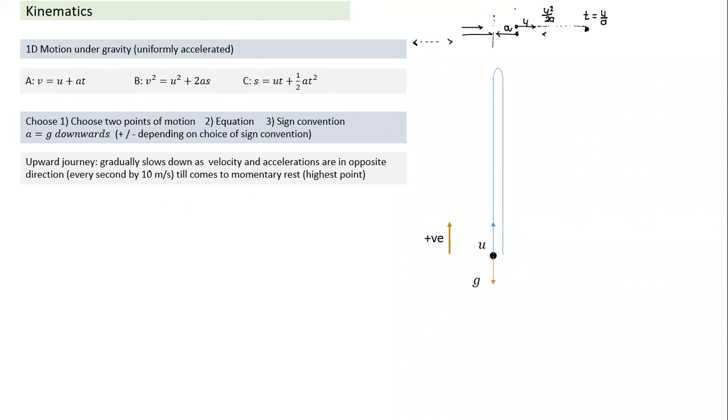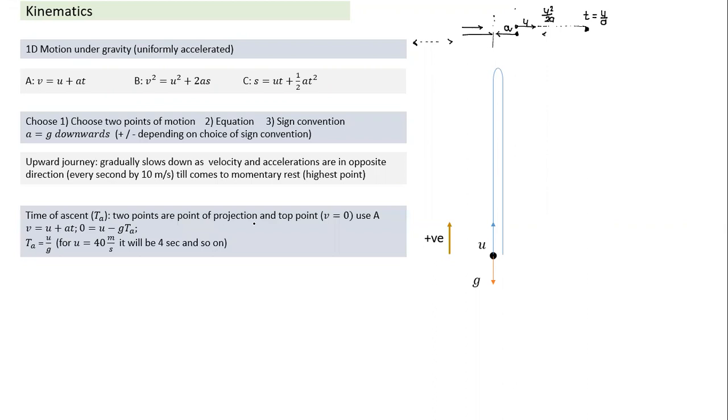During the upward journey, it will gradually slow down, because velocity is upward and acceleration is downwards. That's why it will slow down. After it starts falling, both are in the same direction. Velocity becomes downwards, acceleration downwards. So in the downward journey, it will speed up. When we say we typically take g as 10, what we understand is that every second in the upward journey, it will slow down by 10 meters per second. So after 1 second, it will become u minus 10. After 2 seconds, it will become u minus 20, and so on until it reaches the top point.